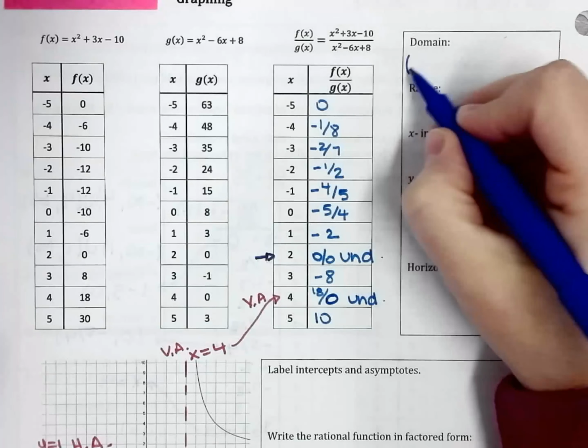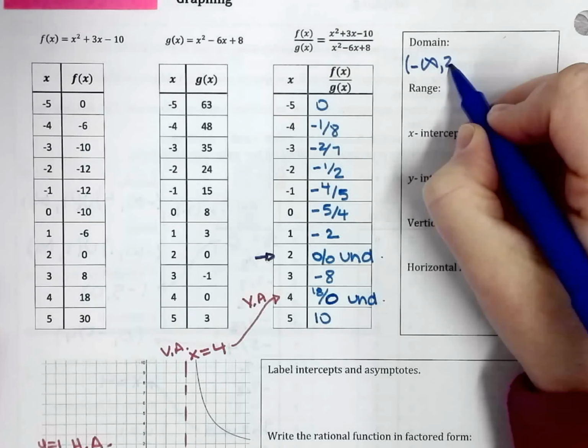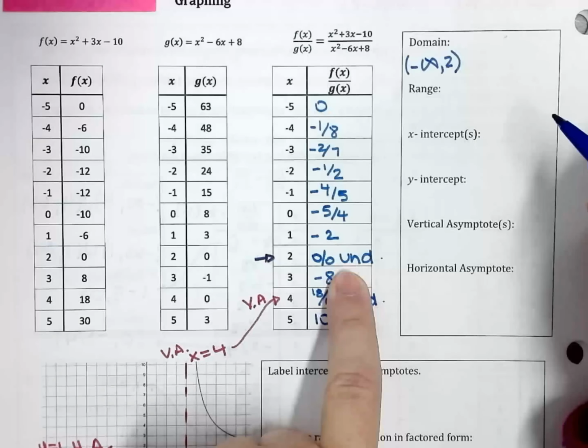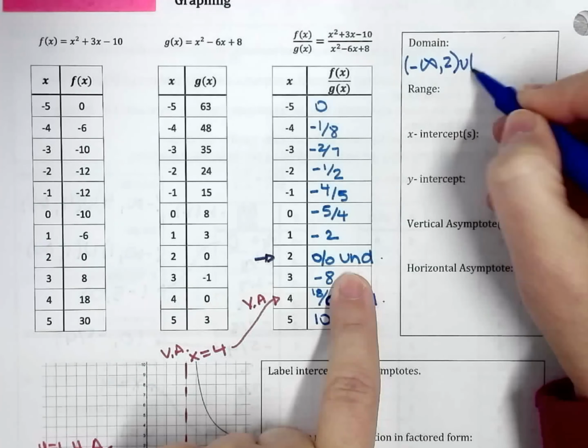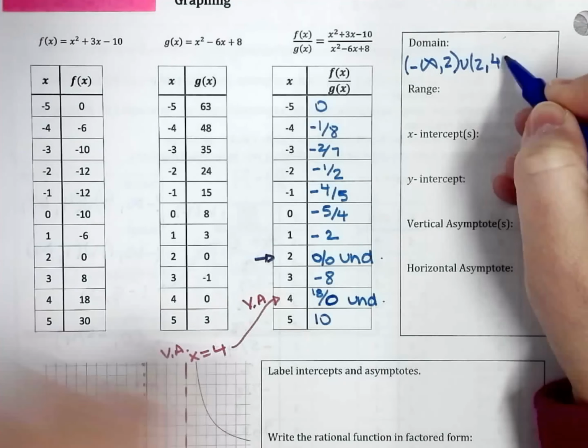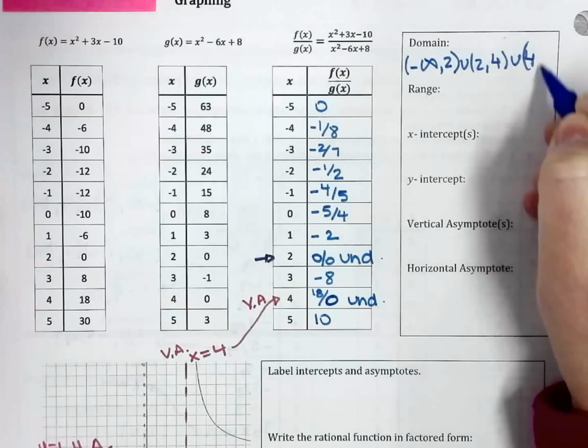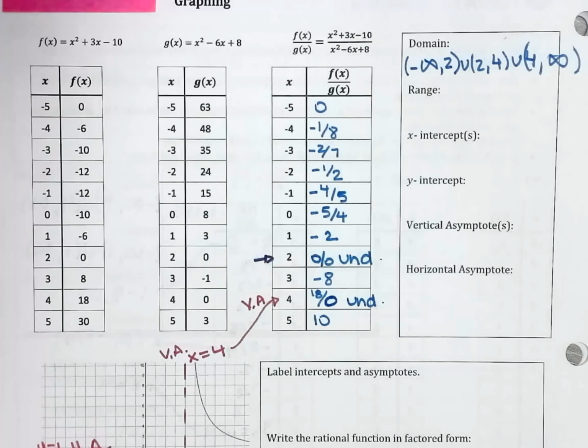Domain. From the graph, starts at negative infinity, goes up to 2, because there's something there. There's a gap there. And then starts back up again at 2, goes up to 4, and then from 4 to positive infinity.